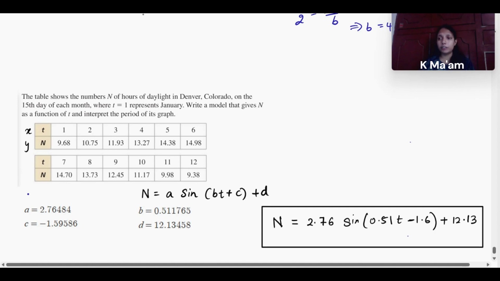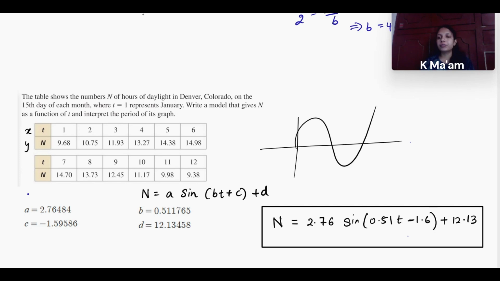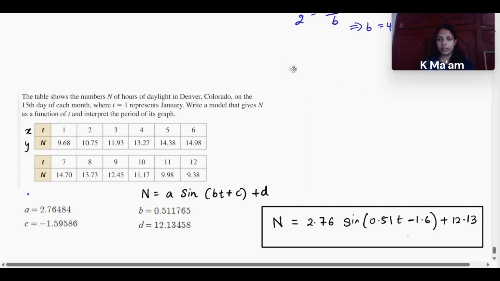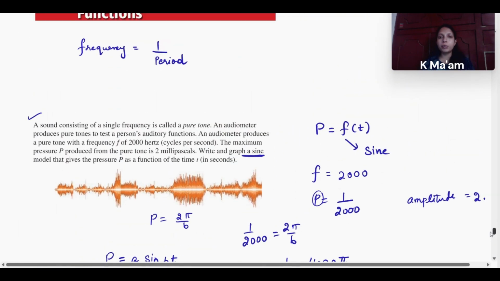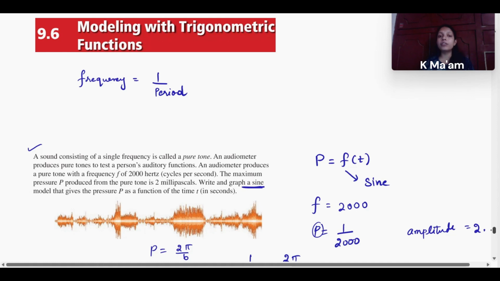Because this is not an actual function, it's not a complete function, you are taking it from a regression. Okay, so we are done up to this. This was 9.6, modeling with trigonometric functions, where we learned what the frequency is, how the frequency and the period are related, and then how to find a function. Maxima and minima values are related to the midline and also to the amplitude. I hope you understand. Thanks for watching.